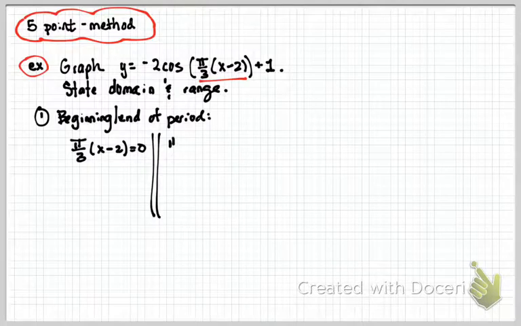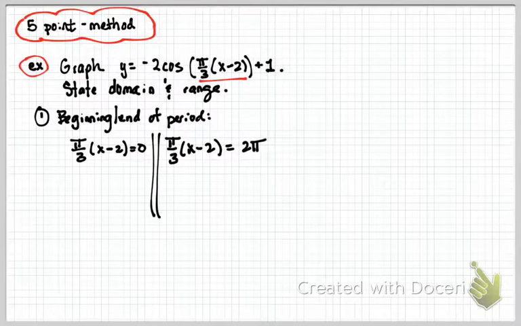And then we do the same thing on the other side, but we set it equal to 2 pi to find the beginning and the end. Now, I'll work the left with you, and then you can work the right.